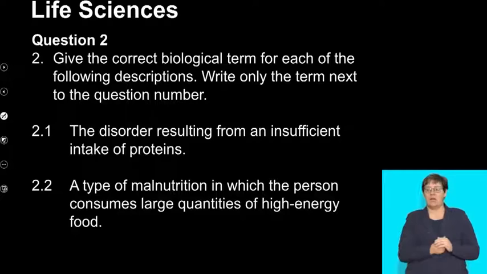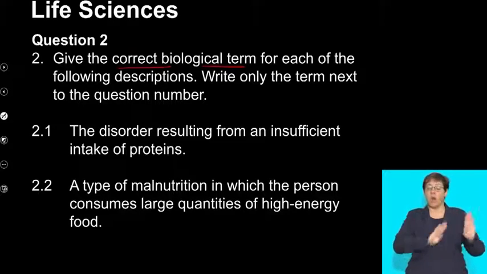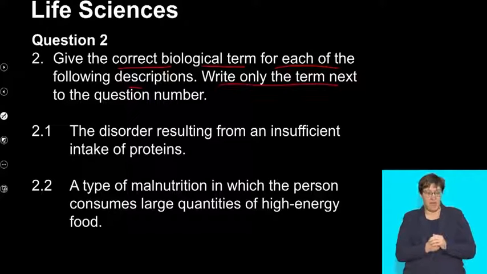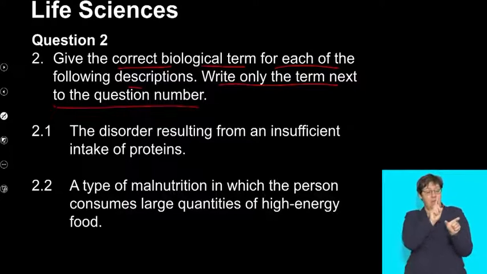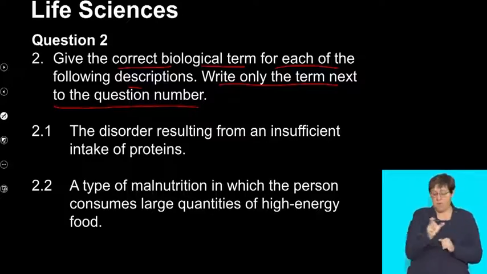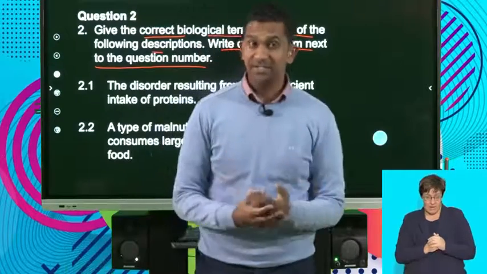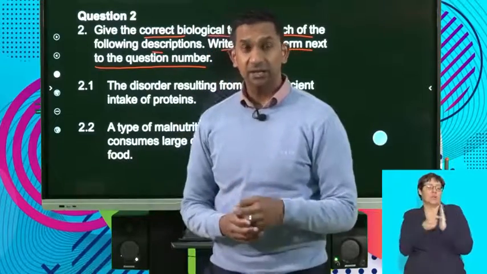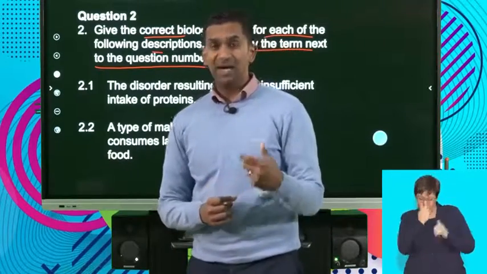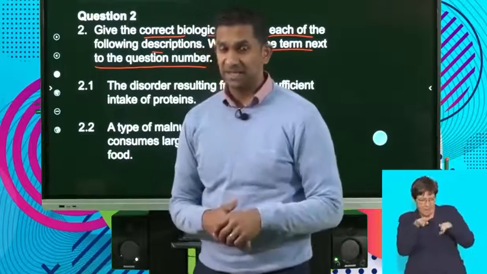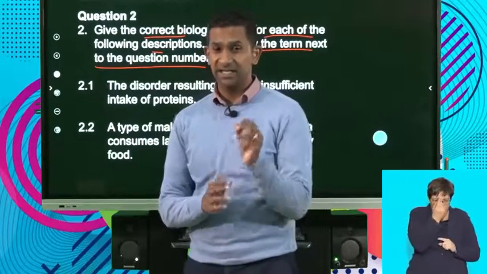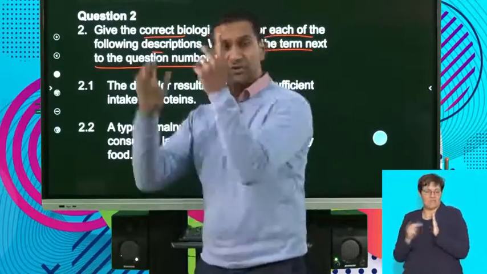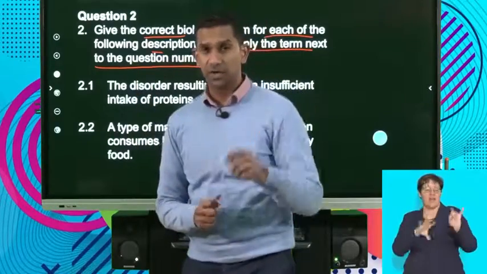Right, so give the correct biological terms for each of the following descriptions. Write only the term next to the question numbers. Guys, it's important that when you have to write down terms that you read through the descriptions carefully. Often in questions that are confusing, there might be 2 or 3 terms that are similar, and hence if you're clear around understanding the key components of a description, you are then able to reflect on your list of terms and find the correct one.